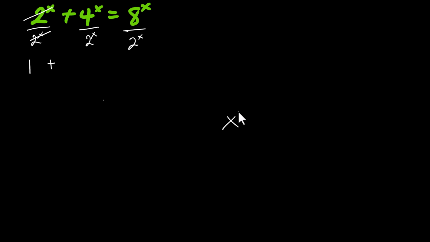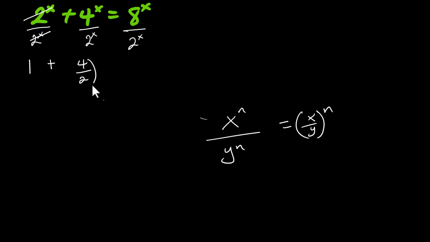In case we're given x raised to n over y raised to n, let's look at the powers. The powers here are equal, and therefore we can take it out as (x over y) all raised to n. We can spot the same thing here: 4 over 2, all raised to x. We can do the same here.